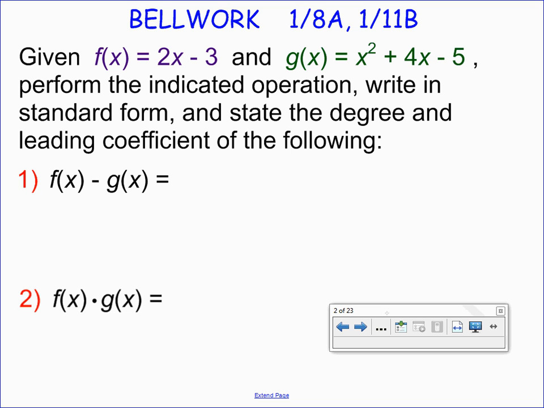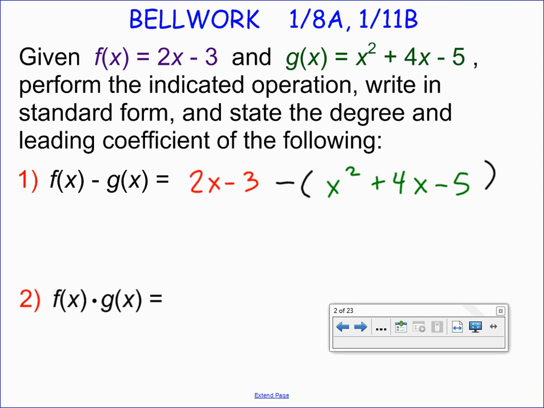And so a good thing to do would be to rewrite that original f of x, 2x minus 3, and then minus the second polynomial. It might be useful to put that in parentheses. So if we're going to subtract all of g of x, I'm going to go ahead and put g of x in parentheses, and that way I won't mess up with the negative signs. Here we go. G of x is x squared plus 4x minus 5.